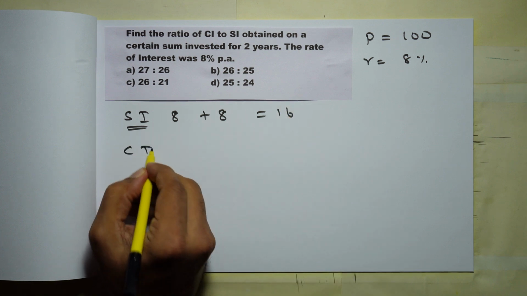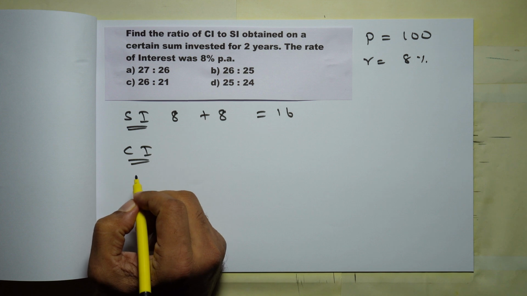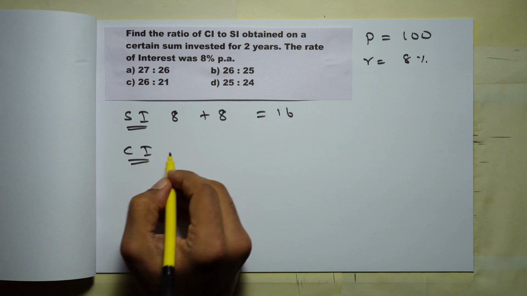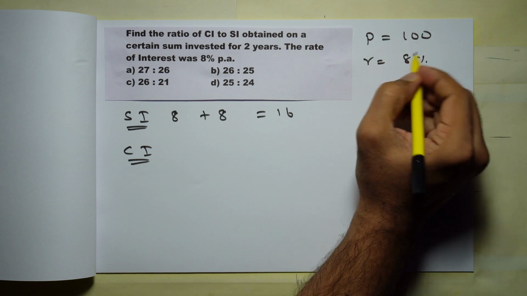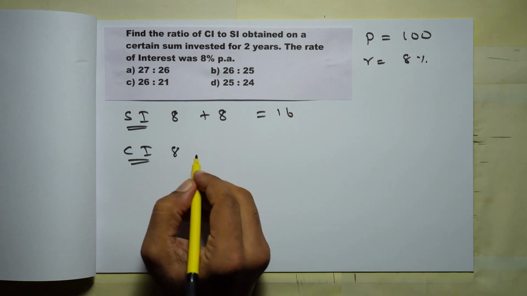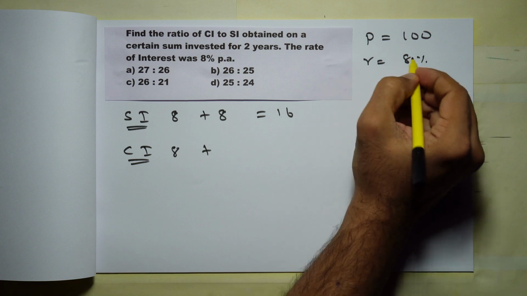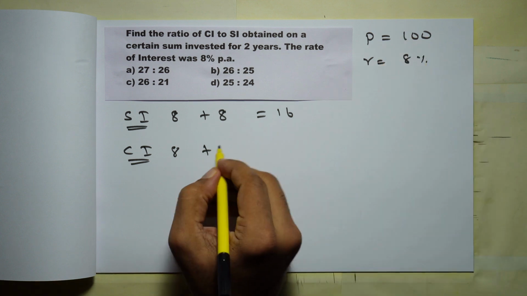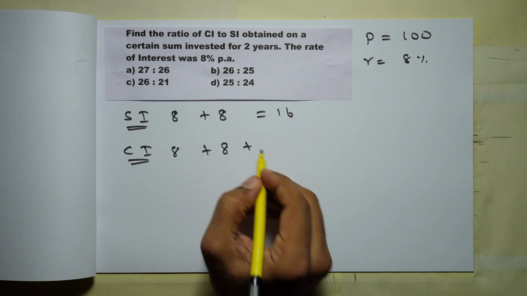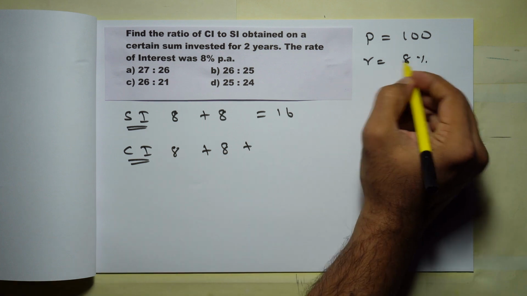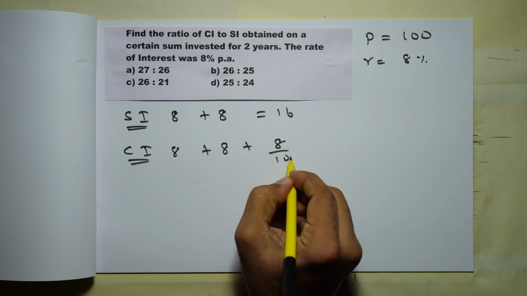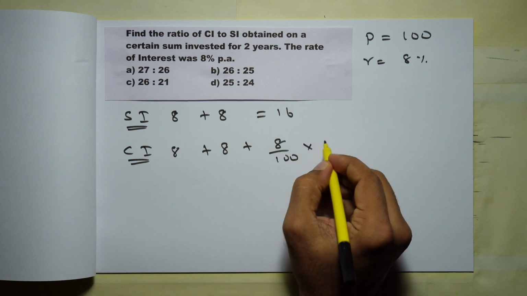Next let us calculate the compound interest for 2 years. Now first year compound interest and first year simple interest is same. You will get it as R percent of principal. 8% of 100 you will get this 8. Second year, you will get this 8% of 100, this 8 you will get, and extra that you will be getting is R percentage of first year's interest. R is 8%, so 8% of this 8 also you will be getting.